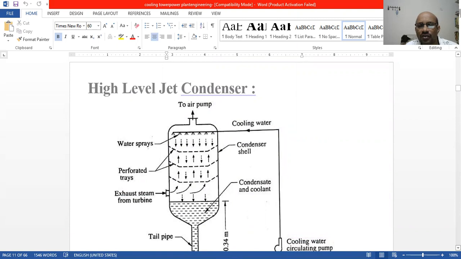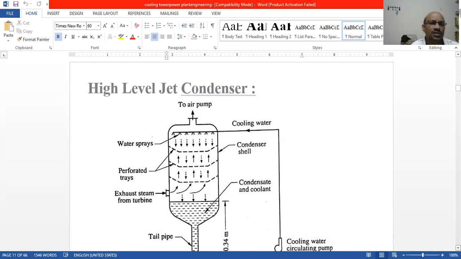What I mean to say is, we are again reducing the temperature of the steam. That's our motto, to reduce the temperature and to increase the temperature. These two things we are doing in this entire condenser.